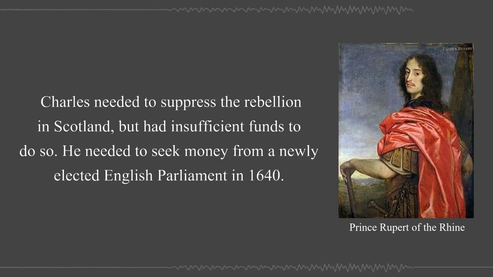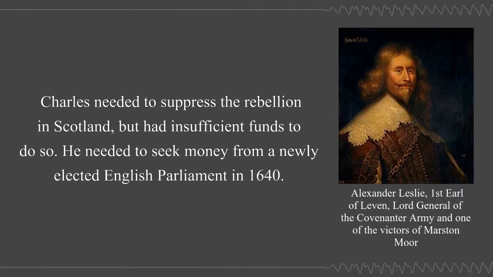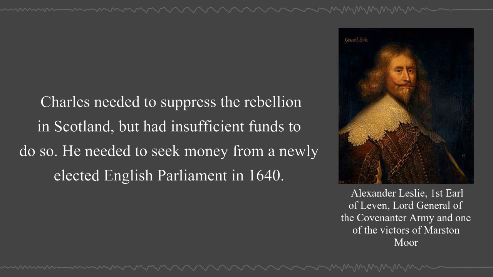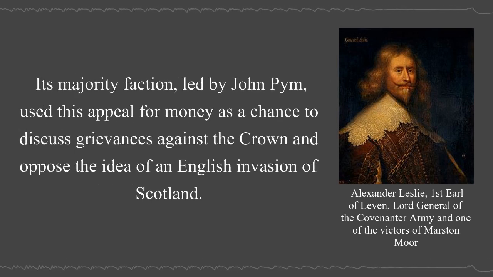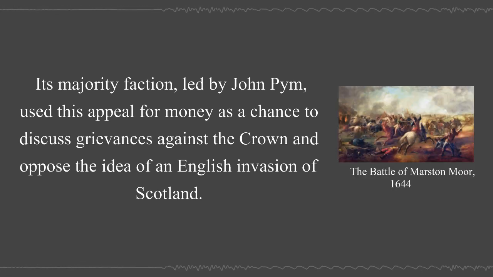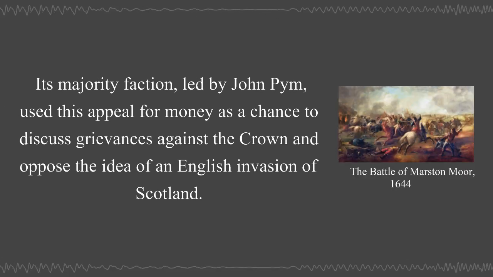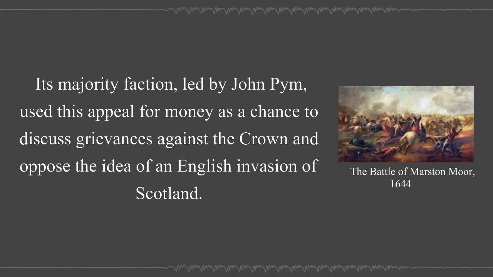Charles needed to suppress the rebellion in Scotland, but had insufficient funds to do so. He needed to seek money from a newly elected English Parliament in 1640. Its majority faction, led by John Pym, used this appeal for money as a chance to discuss grievances against the Crown and oppose the idea of an English invasion of Scotland.